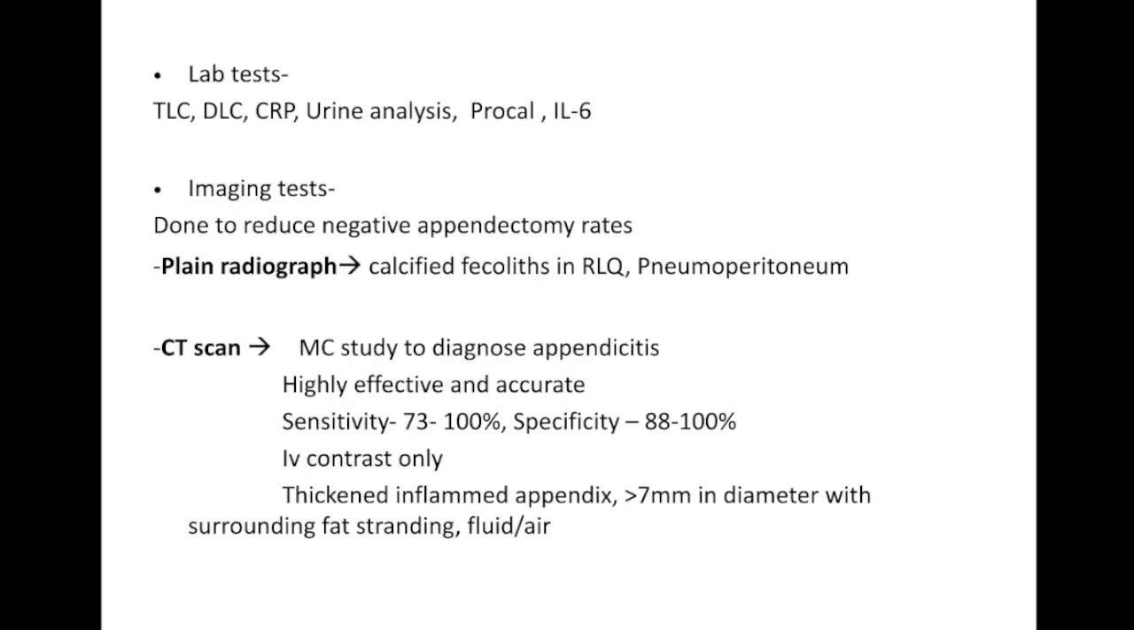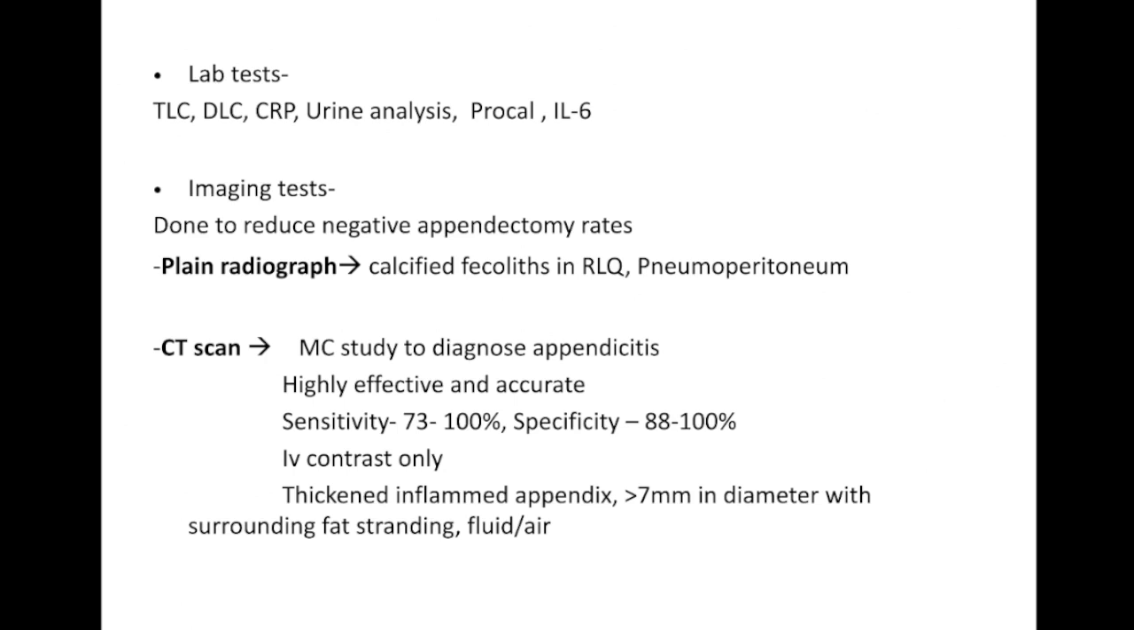So the lab tests include total leukocyte count, a differential count, and inflammatory markers. Imaging tests are done to reduce negative appendectomy rates. Plain radiograph may show calcified fecaliths in the right lower quadrant. Pneumoperitoneum is a very rare finding because the tip of the appendix has less than 10 ml of air, so pneumoperitoneum may not be seen.